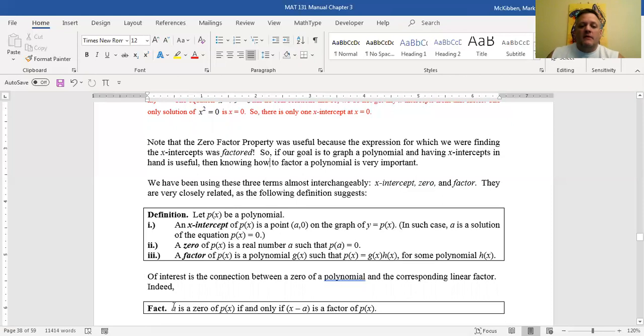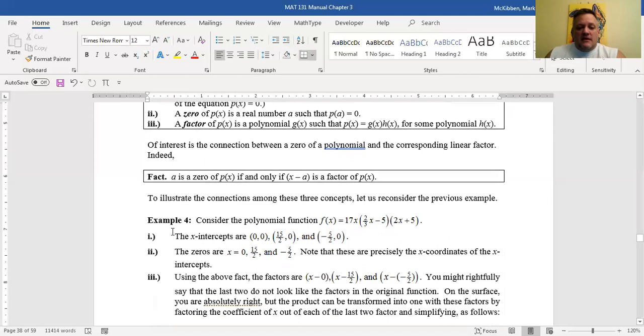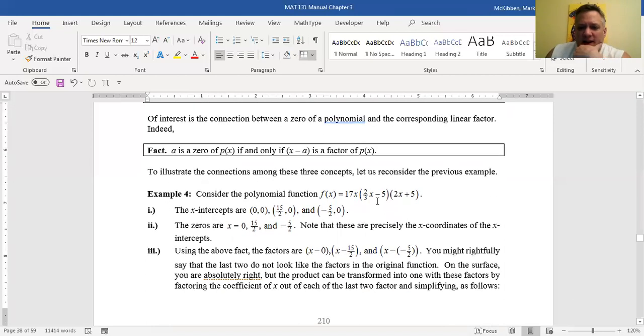The big connection that we want here is that if you have a zero of a function, then you also have a factor, right? So for instance here, if you look at this guy, we know that negative 5 halves is a zero of p of x, makes that guy 0. So x minus it is a factor. So x plus 5 halves is a factor of this polynomial.